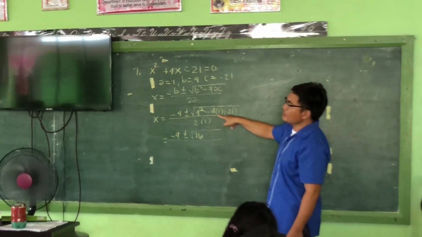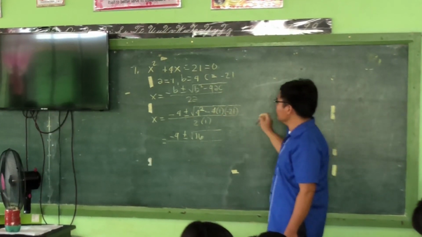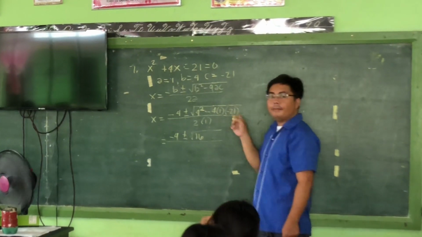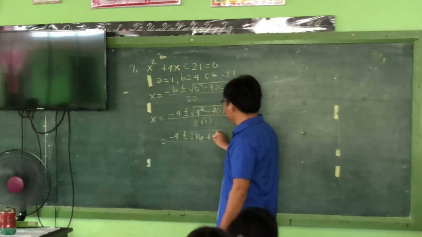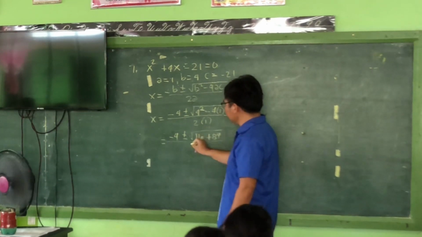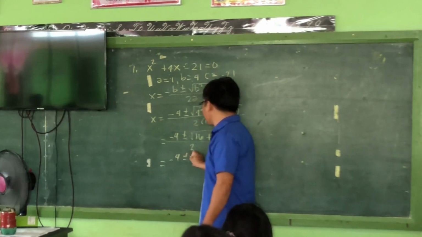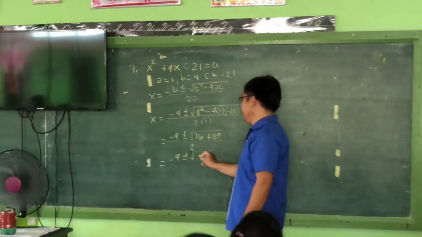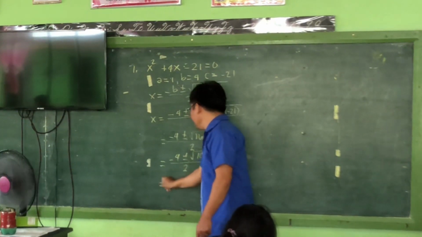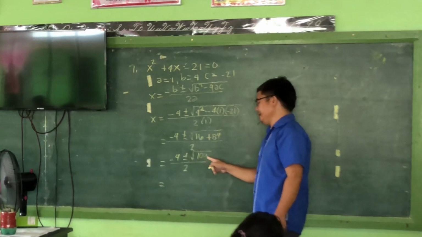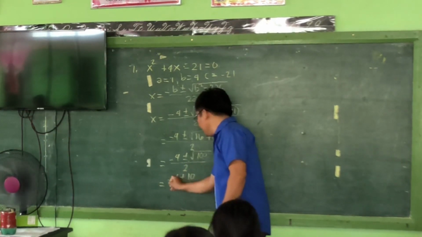Okay, negative 4 times negative 21. Negative times negative is positive, so plus 84. 2 times 1. What is 16 plus 84? 100. The square root of 100 is 10. So this will become negative 4 plus or minus 10 over 2.